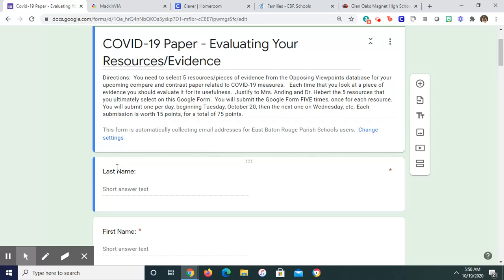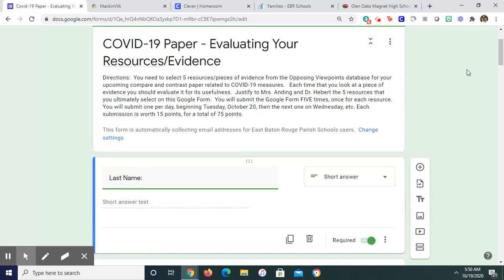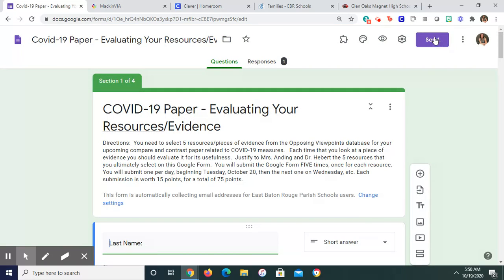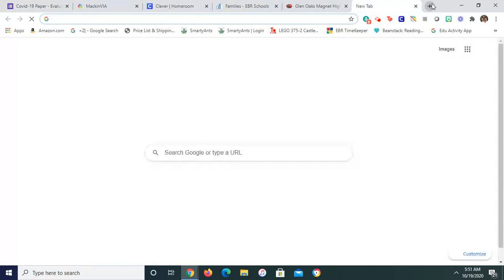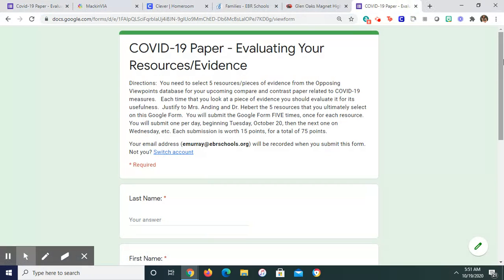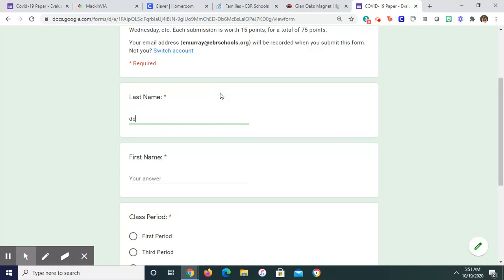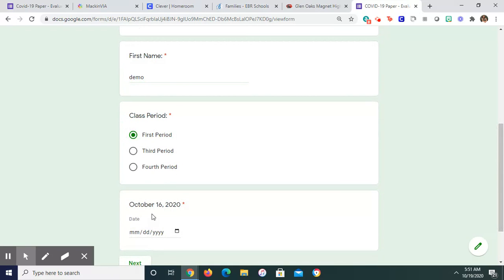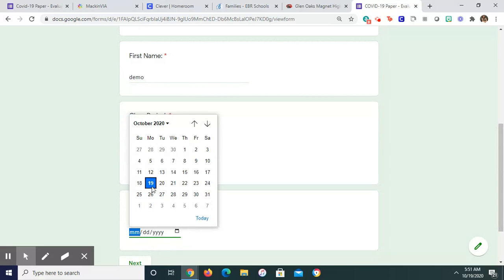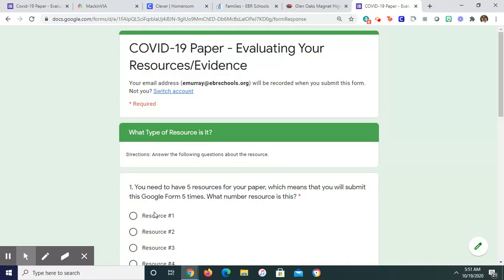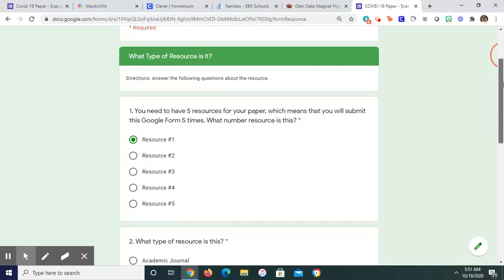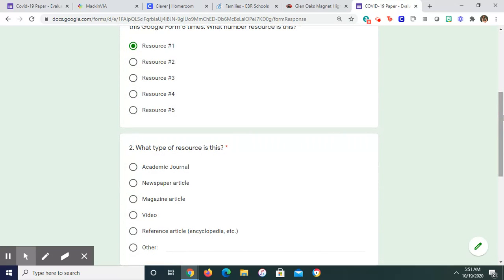Okay? The opposing viewpoints database. What are you looking for? I'm going to do a demo here. Oh, this is the assignment. Let me send it so I can pretend to be you. What are we looking for? Obviously, your information, so I can sort it in a spreadsheet when it comes through. This is the first resource I'm doing, so there's my first point. This is the first of 5 times I'm going to submit this.